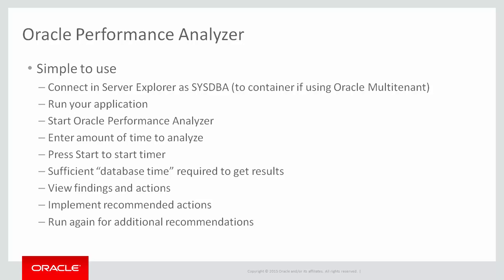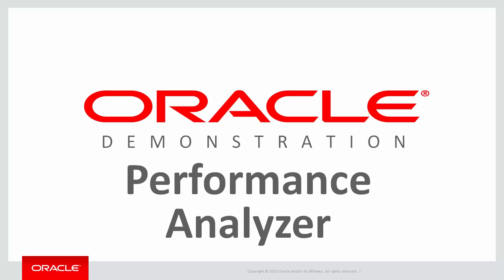Now, the Oracle Performance Analyzer is easy to use. You simply connect to your database in Server Explorer as sysdba. If you're using Oracle Multi-Tenant, you connect to the container. You run your application, you start Oracle Performance Analyzer, and you enter the amount of time to analyze. You need sufficient database time to get results, and that usually amounts to something like 30 minutes to 2 hours worth of runtime. You press start to start the timer, and when it's done, you view your findings and recommended actions. Then you can implement those changes and run it again for additional recommendations. So let's go back to Visual Studio and see a demo of the Oracle Performance Analyzer in action.